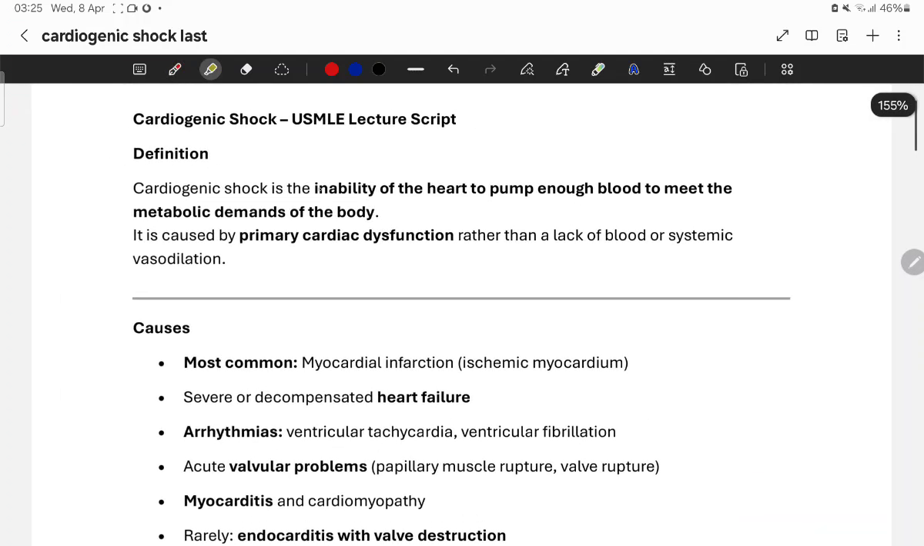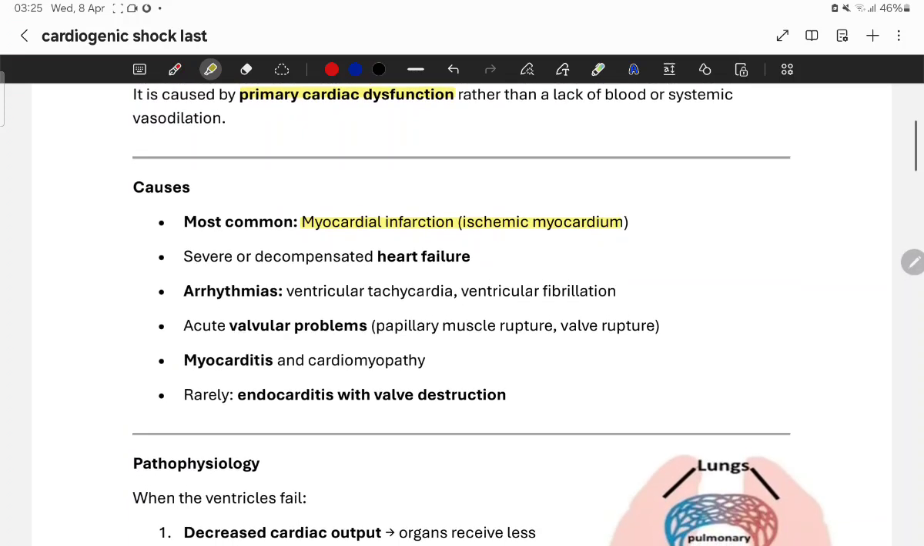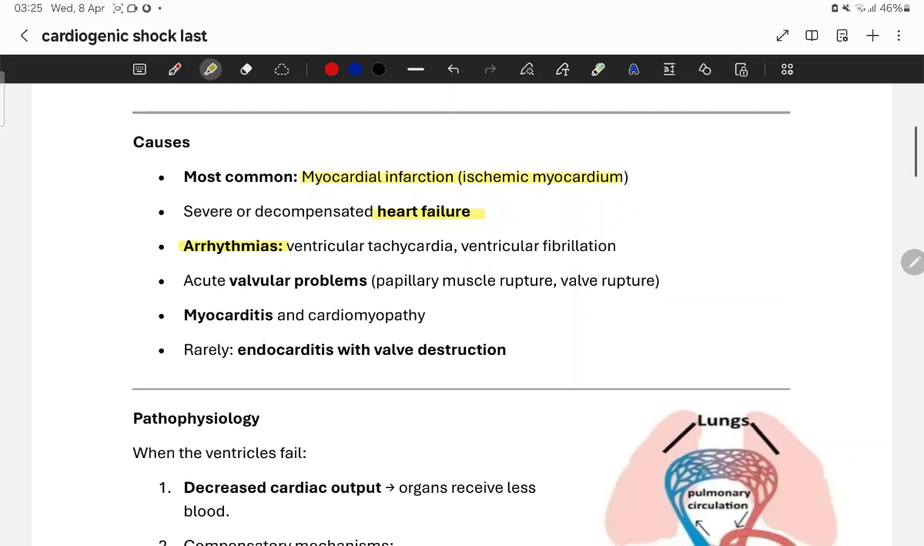A cardiogenic shock is the inability of the heart to pump enough blood to meet the metabolic demands of the body. It's caused primarily by a cardiac dysfunction rather than lack of blood or systemic vasodilation. What are our causes? Our most common cause is myocardial infarction, followed by severe or decompensated heart failure. Another common cause is arrhythmias like VTach or VFib. Acute valvular problems, myocarditis and endocarditis are rare causes of this type of shock.